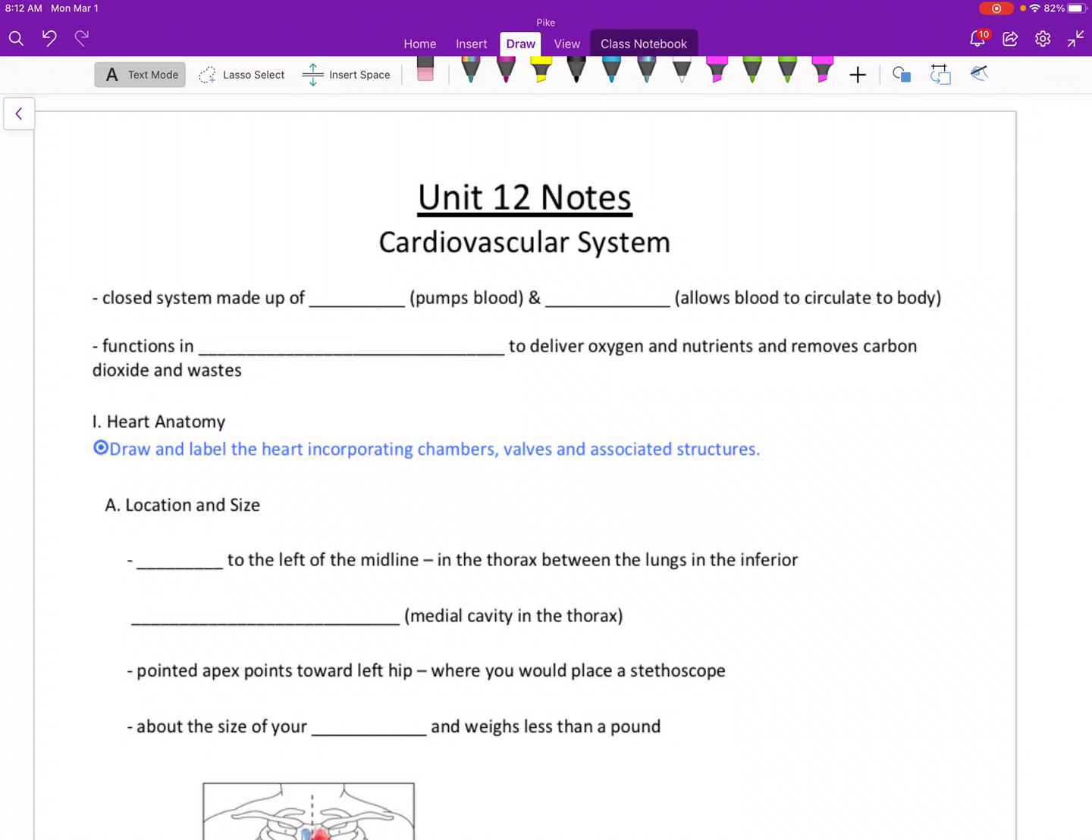Hey guys, Pike here. This is your video for Unit 12, Cardiovascular System Part 1. We are going to be looking at the heart structure today.